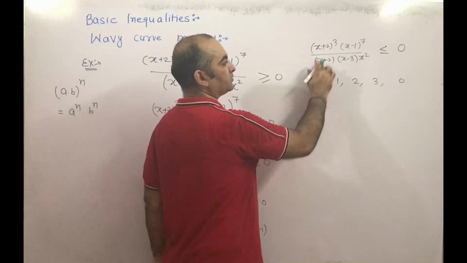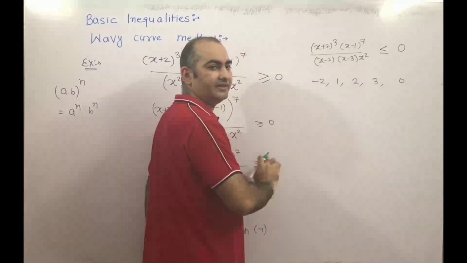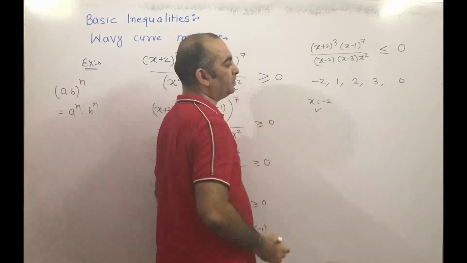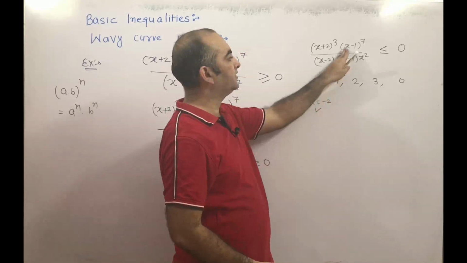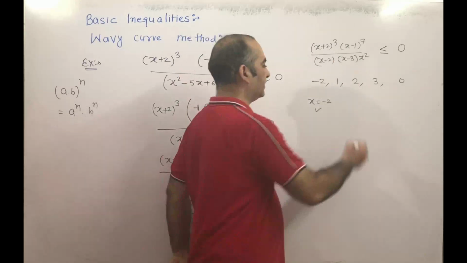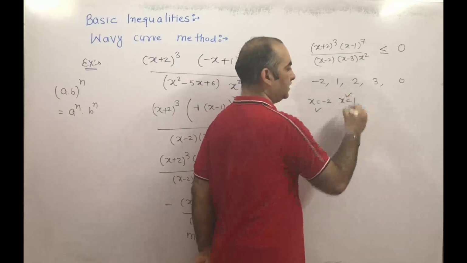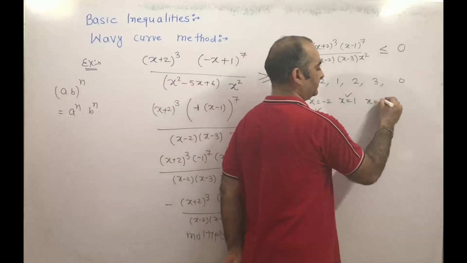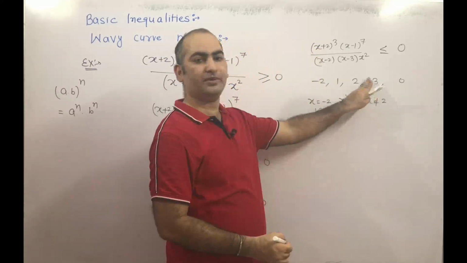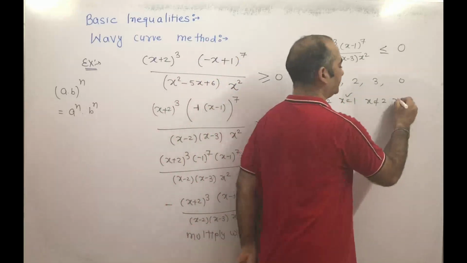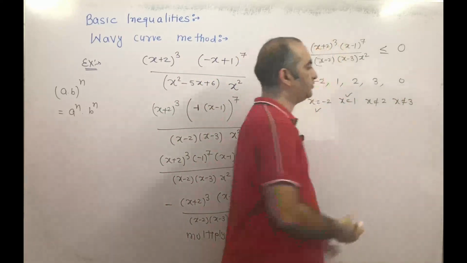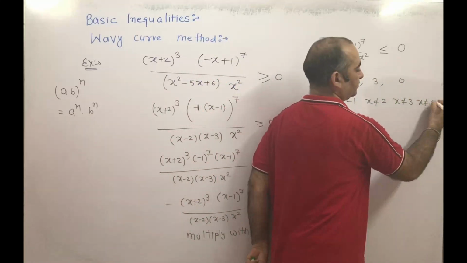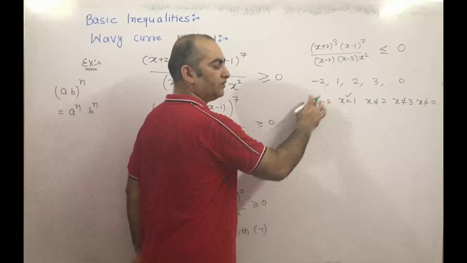If I put -2, the numerator is 0, so everything is 0 here, so x equal to -2 is included. If I put 1, the numerator is 0 and the denominator is non-zero, so x equal to 1 is also included. If you put 2, the denominator is 0, so 2 is not included. If I put 3, the denominator is 0, so 3 is also not included. And if I put 0 here, the denominator is 0, so 0 is also not included. x should not be 0. Now these critical points we will draw on the number line.